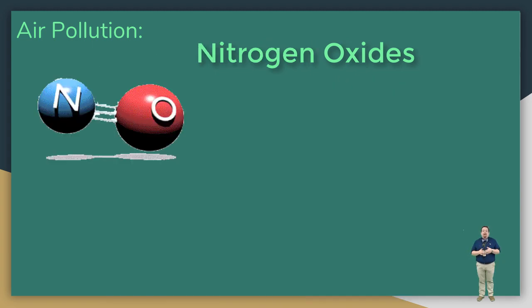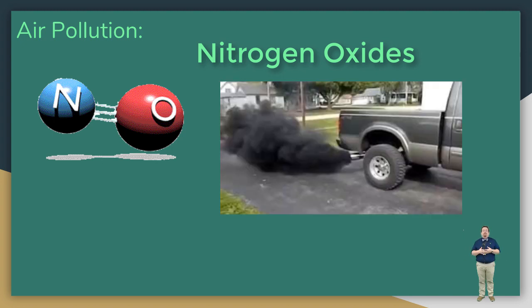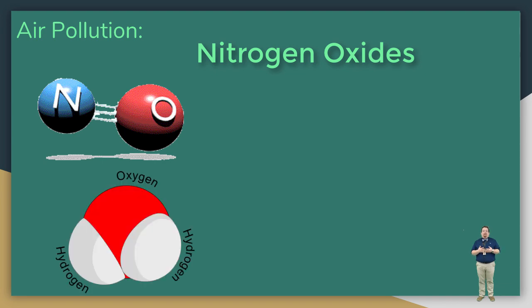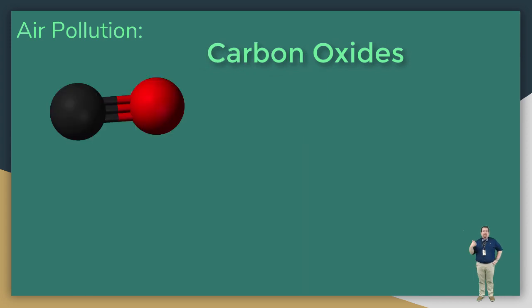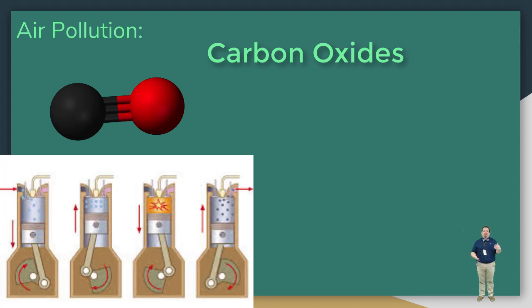Nitrogen oxides are primarily put into the atmosphere by burning fossil fuels. When these nitrogen oxides react with the water in the atmosphere, they can create nitric acid, which is also a type of acid rain. We also have carbon oxides, like carbon monoxide, which come from the incomplete burning of fossil fuels. Like, for example, when a car engine doesn't use the right mix of gasoline and air when it combusts, it creates carbon monoxide. This is bad for us because it has very negative health effects.